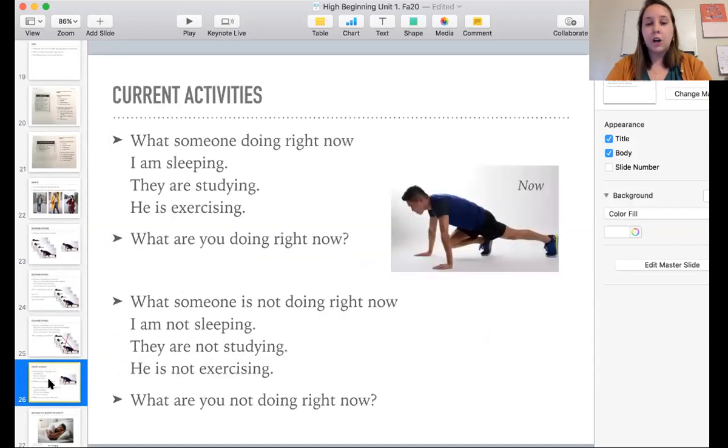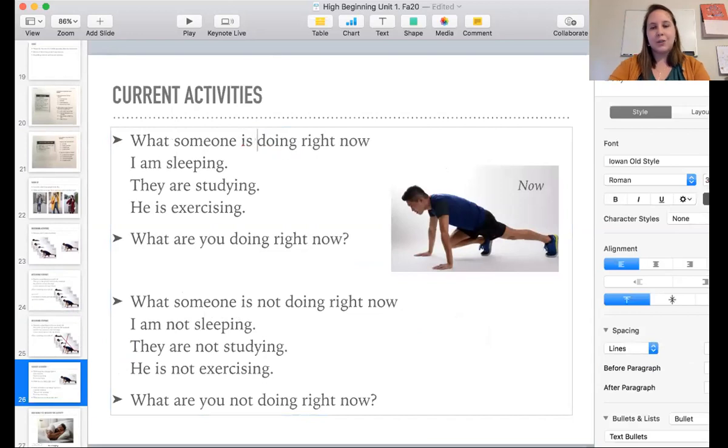Then let's talk about current activities. So again, let's not talk about the negative. Let's just focus up here. Something you're doing right now. What someone is doing right now. So here, he is exercising. You could say, I am sleeping. They are studying. He is exercising. So think about you right now. What are you doing right now?